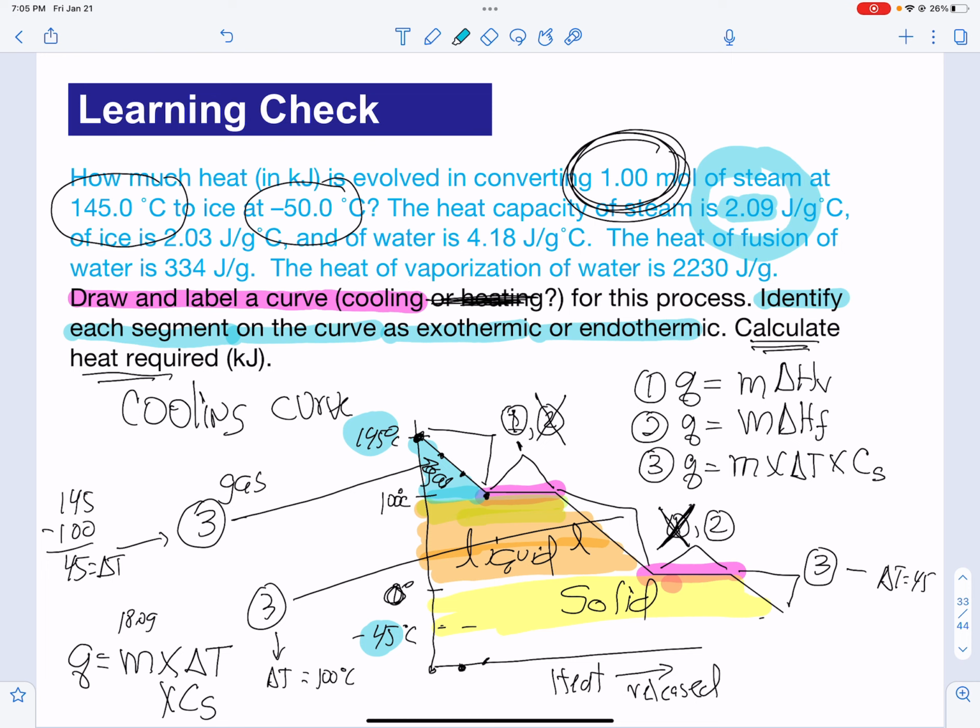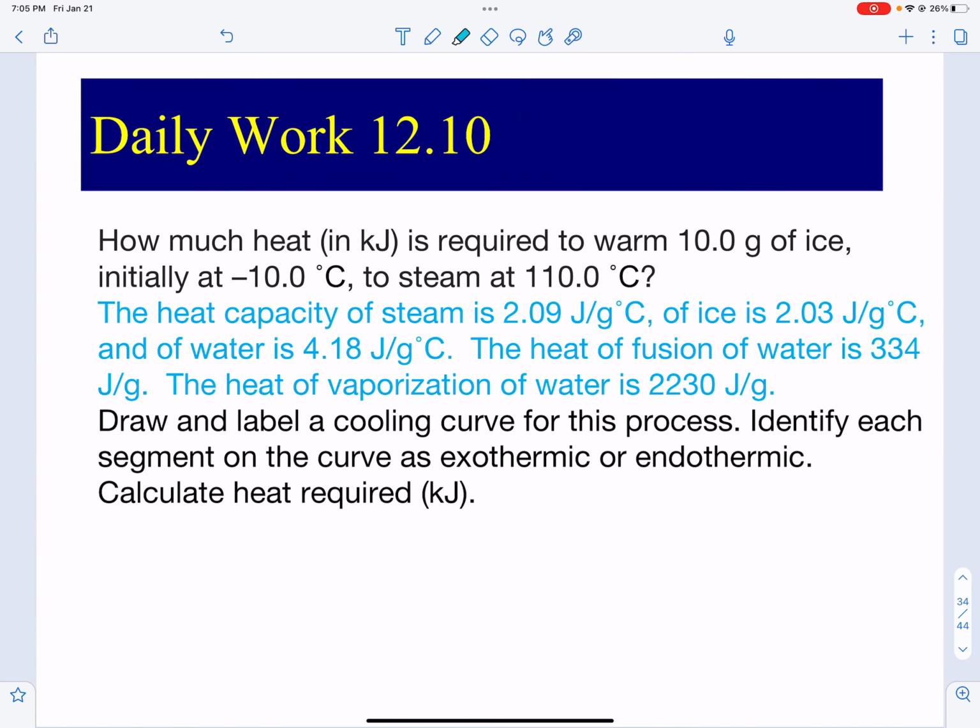So let me know if you have any questions on that. And these are the questions that you can ask me on email, or you can bring to the workshop when we meet. And that will be the daily work that you will do. Once more, draw and label a cooling curve for this process. Identify each of the segments. Determine if it's exothermic or endothermic, and then calculate the heat or the Q for the whole process. Find each Q with the proper formula and add all of them together.